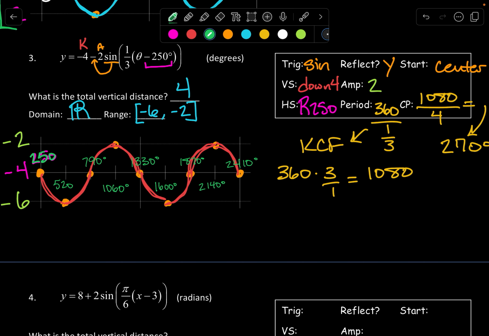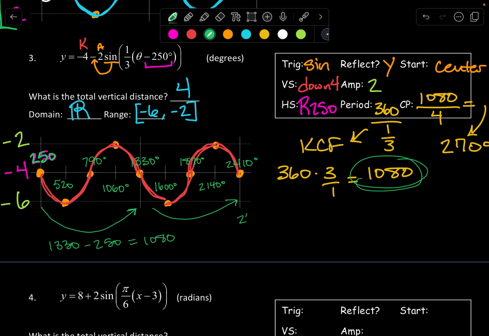The distance from your starting point to your end of your cycle should be 1080. If you take 1330 and you subtract 250, the answer is 1080. If you take 2410 and subtract 1330, the answer is 1080. So it looks like we did everything correctly.